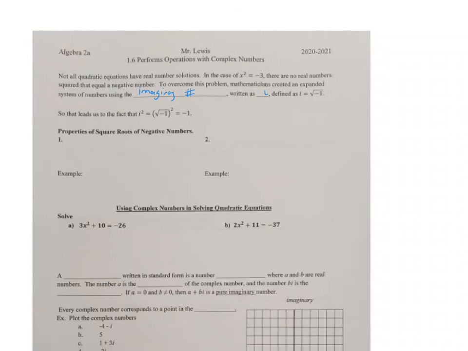Now, there is a property. Remember, there was some fine print. This is just math fine print. If R is a positive real number, then the square root of negative R, remember, we found out that the negative gets to leave the jail and turn into I.